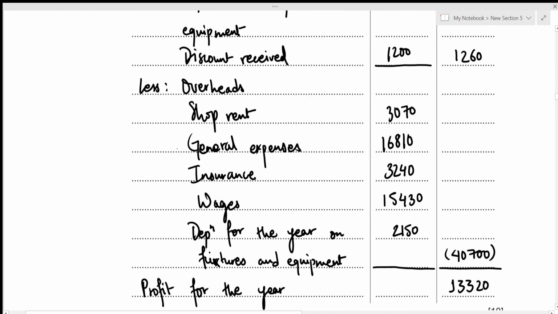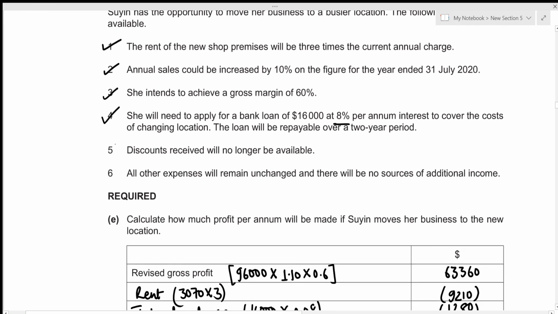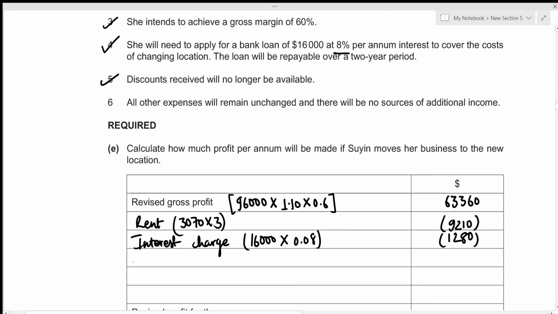Now for the overhead section, that's 40,700 for last year, and all of the expenses will remain unchanged. So the overheads is going to be the same. So other overheads is going to remain same, 40,700. But again, we've already included the rent amount right here, so we do not need to include it here, which means that we're going to subtract the rent amount. All right, so the other overheads is just going to be 37,630, again in a bracket because this is an overhead.